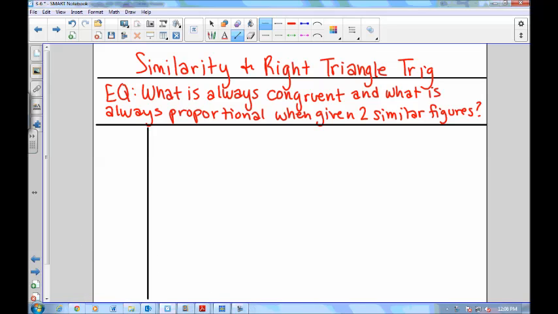Similarity and right triangle trig, abbreviation for trigonometry. Essential question: What is always congruent and what is always proportional when given two similar figures?